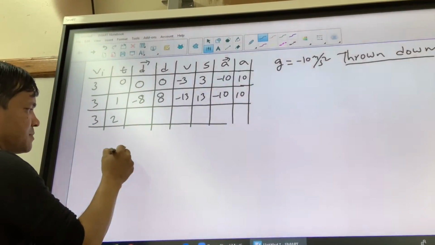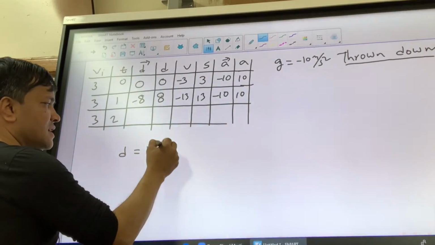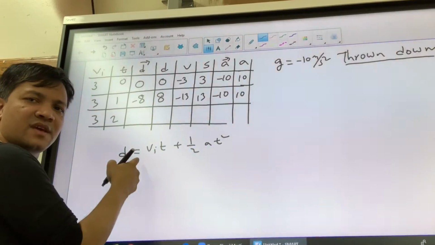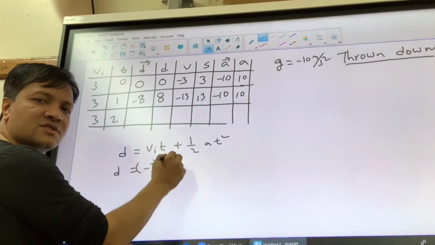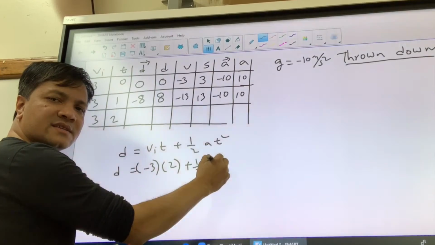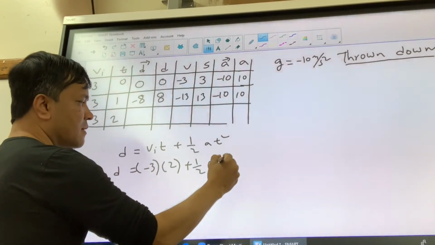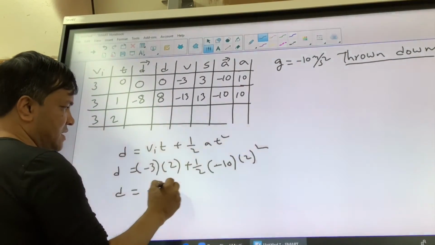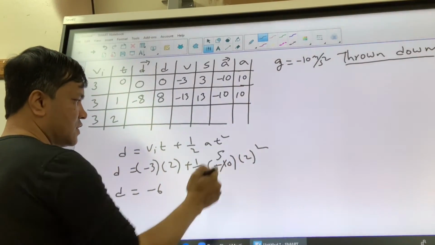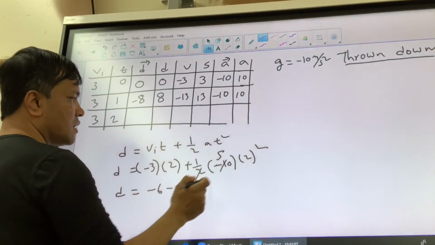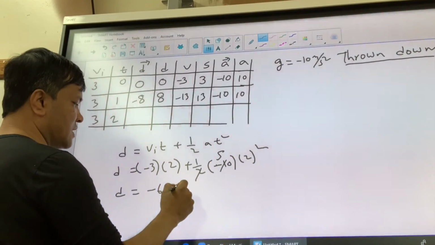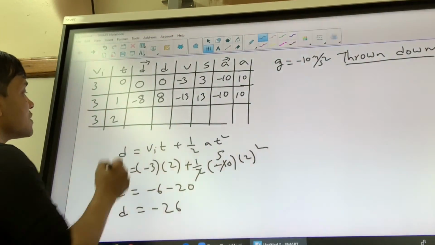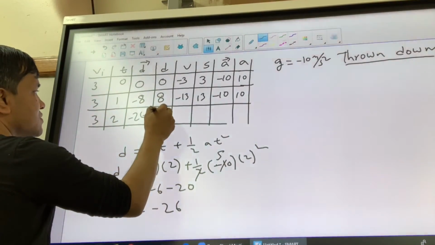Now at 2 second, displacement is Vi t plus half a t squared. So now Vi is -3, t is 2, plus half, a is -10, and 2 squared. So d is equal to -6. So 4 times 5 is 20, negative 20. So displacement is negative 26. So distance is 26.